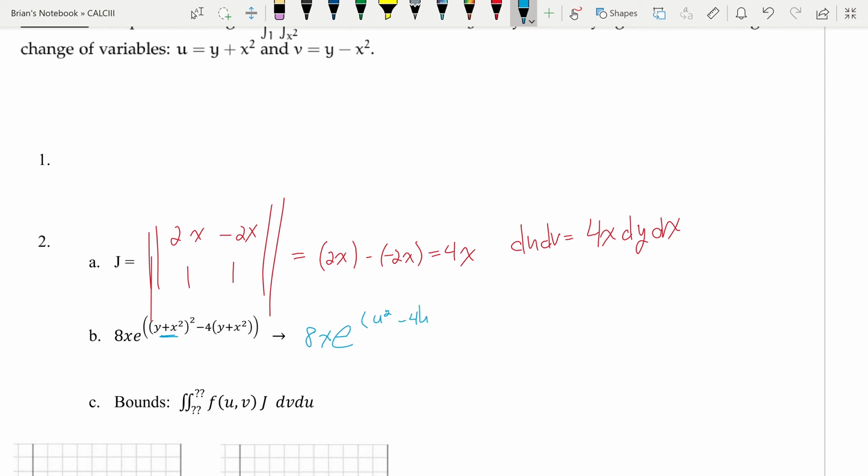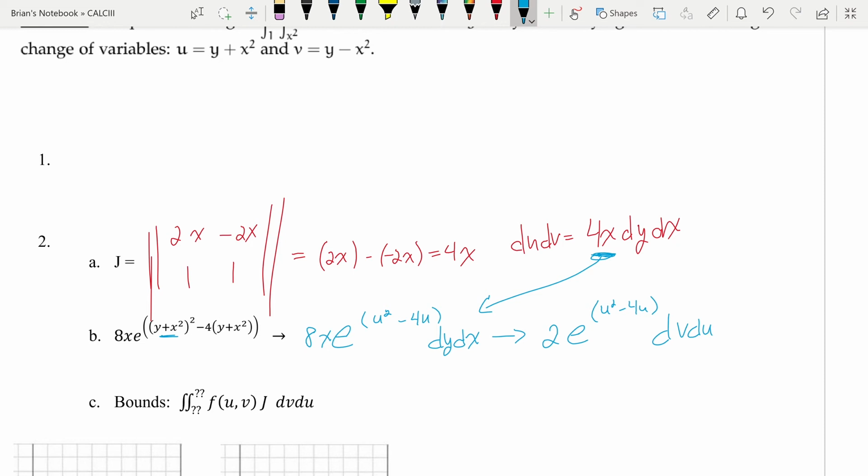Oh, my pen freaked out. Okay. And because this 4x is right there, when we convert this to du dv, because remember right now this is still dy dx, then that 4x will divide out that 8x and we'll get 2e to the u squared minus 4u. Cool. So we've got our inside function, du dv, or dv du. Usually it's in dv du. Okay, so now we have an inside function.